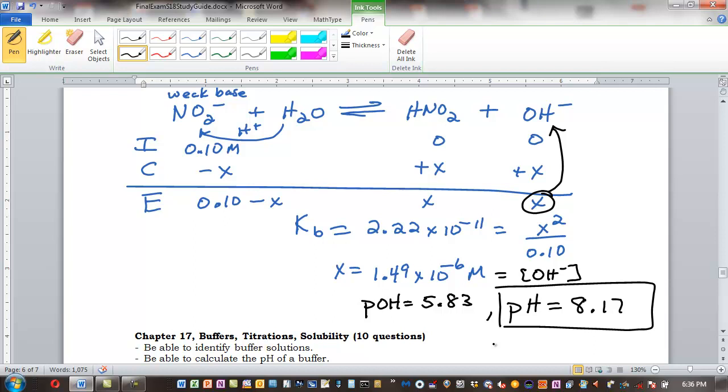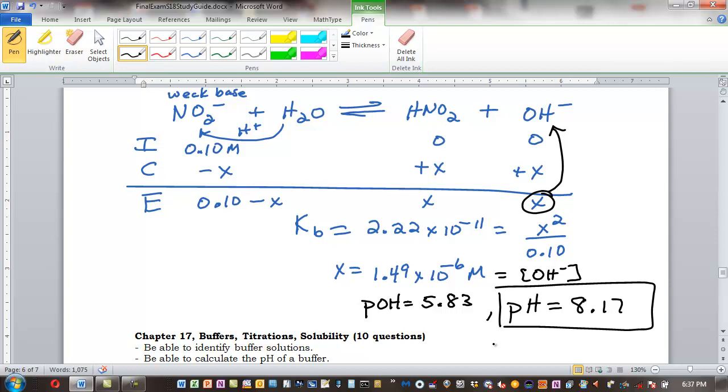So again, when you get done with the calculation, if you can, it's a good idea just to ask, does it at least make sense? We determined that nitrite was a weak base. It's actually quite a weak base because that's a very small Kb value, 10 to the negative 11th, but we should still get a basic solution, and it is slightly basic at pH 8.17. Whew. All right. Is that enough for tonight?